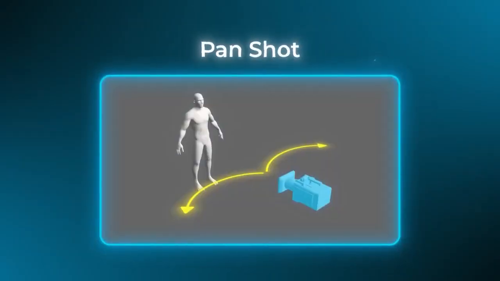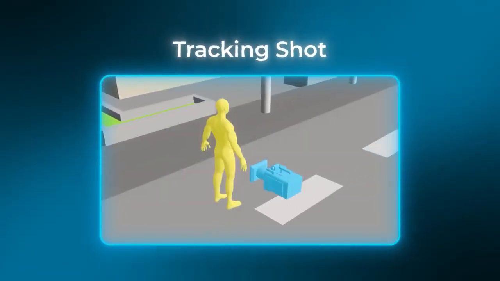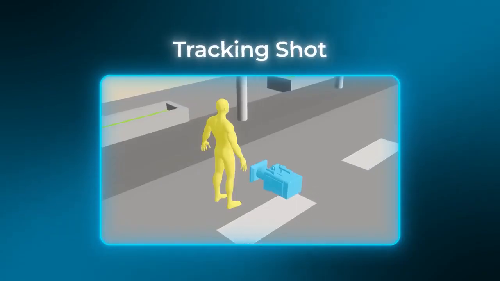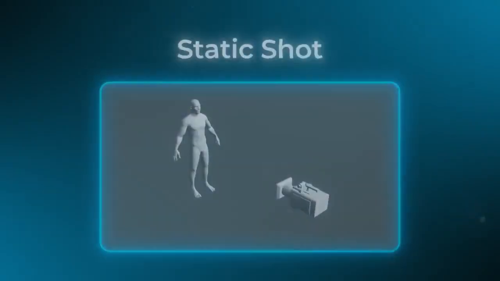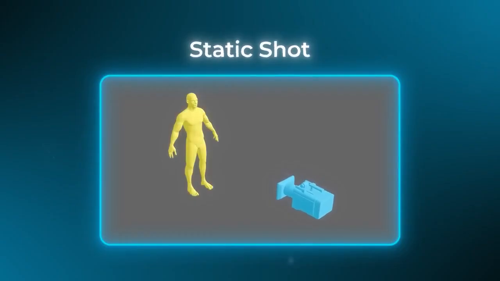A pan is just the camera turning side to side to reveal something new in the frame. A tracking shot follows your subject as they move, so it works really well for walking scenes or anything where the character is moving through a space. And then there's the static shot. No movement at all. Honestly, that can be more powerful than people expect because stillness builds tension on its own.